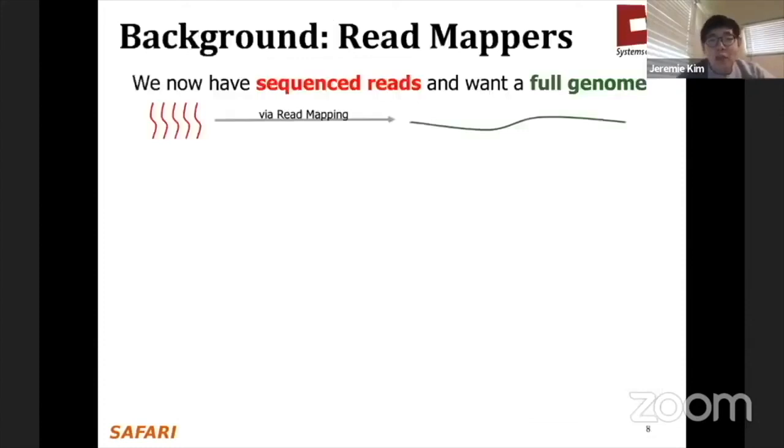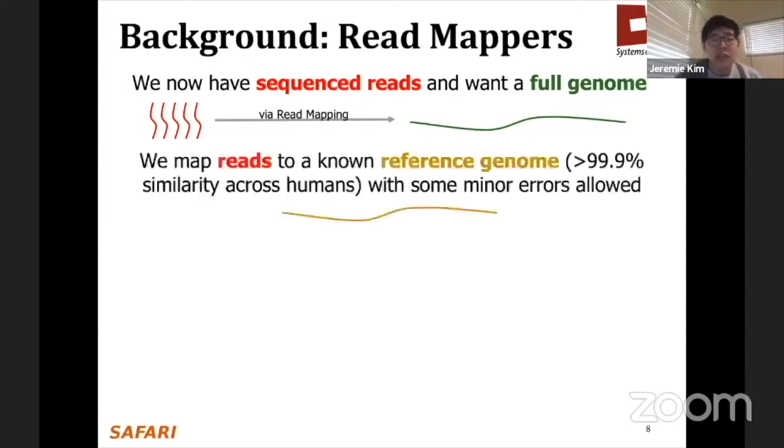So what read mappers do is basically take a number of the sequenced reads, which are around 100 base pairs in our paper here, and reconstruct the full genome, which is the green strand on the right. Thankfully, we have a known reference genome that exhibits 99.9% similarity across humans. And this is generally true across any organisms of the same species. This reference genome enables us to map our reads to the known reference with some minor differences allowed, which then requires the approximate string matching problem.